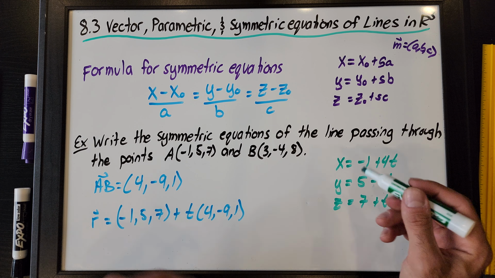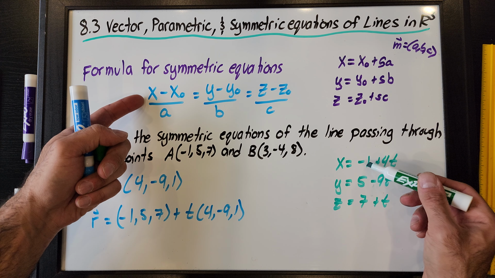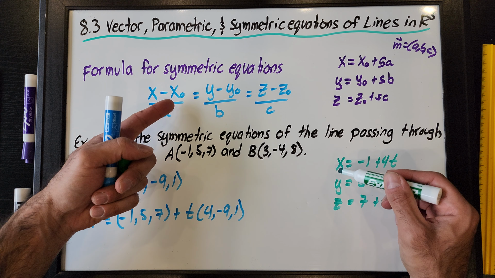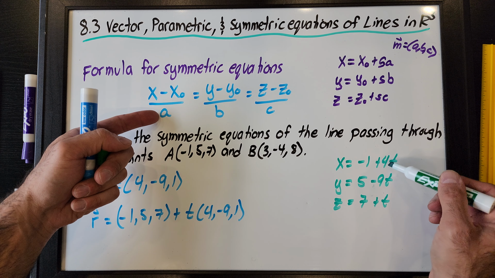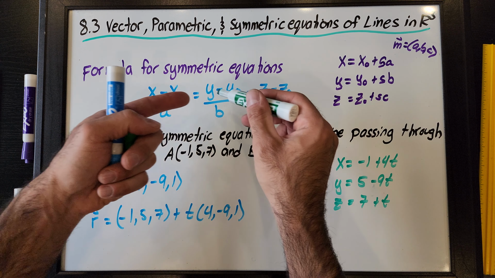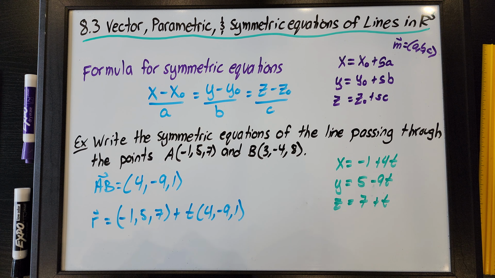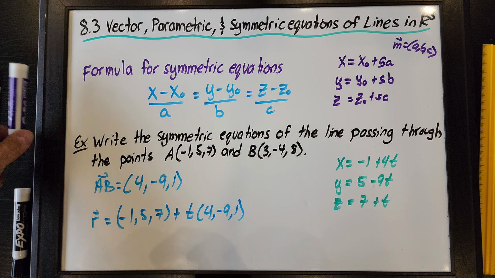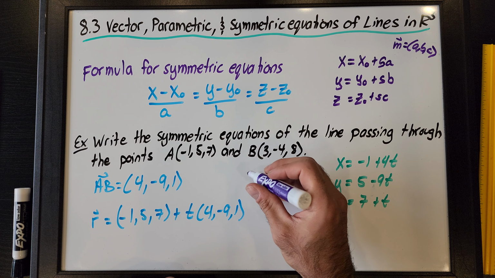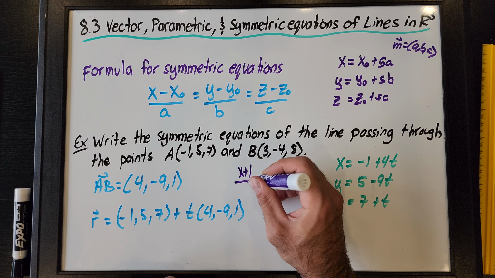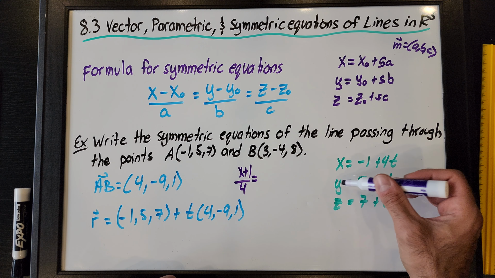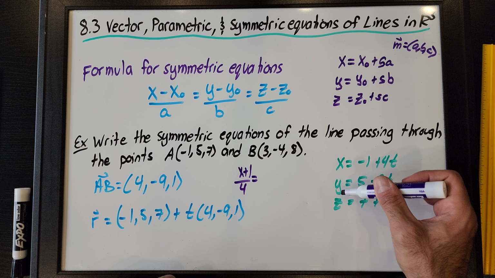So I've got to solve all these. So this is what this formula means. Take a look at x. I've got to move this x naught over. So I'm subtracting x naught. And then I've got to divide by the a value of the parameter, by 4. That's all I'm doing. I'm solving. That solves for t. This is t, this is t, this is t. That's it. So my symmetric equations are going to be x plus 1 over 4, right? X plus 1 divided by 4.